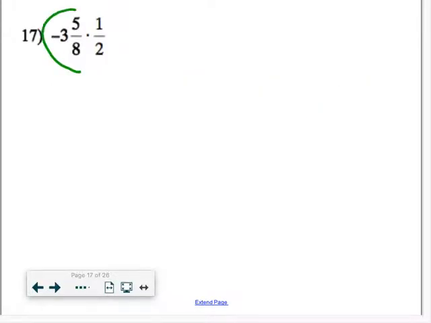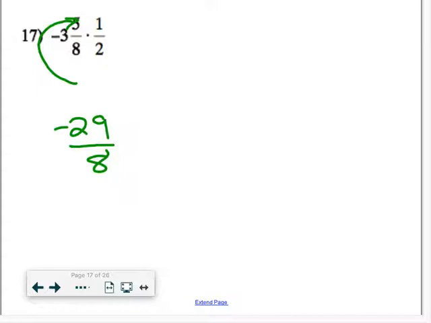All right, first step, change it. Remember that negative gets added at the end when we change. So 8 times 3, 24, plus 5 is 29. Add the negative. Times 1/2.